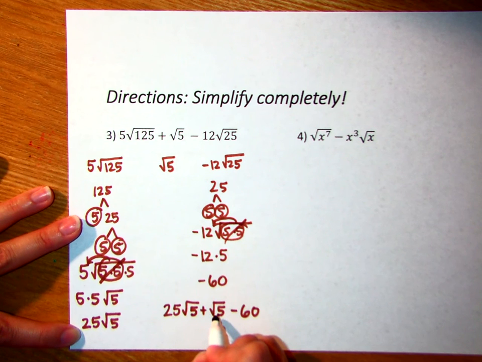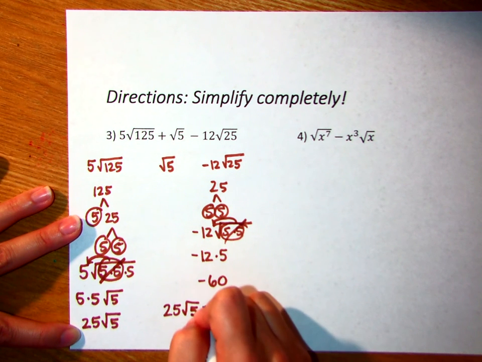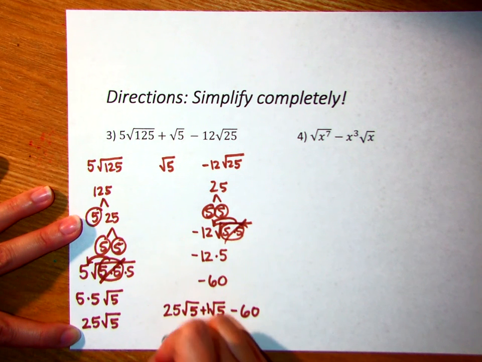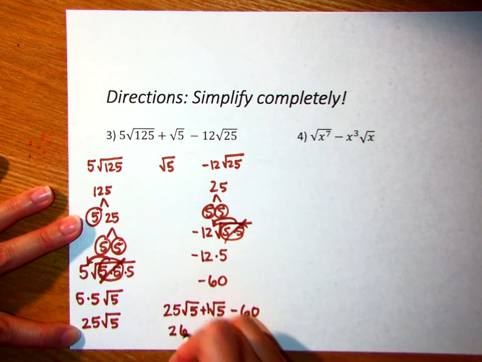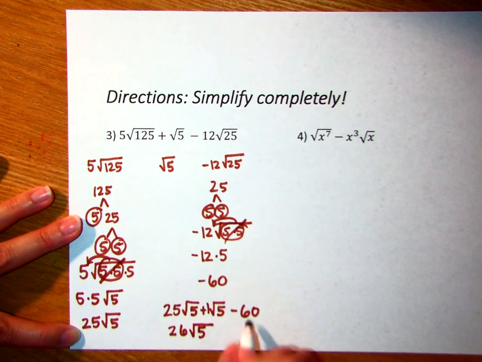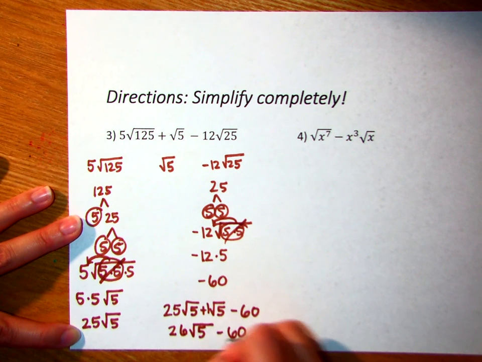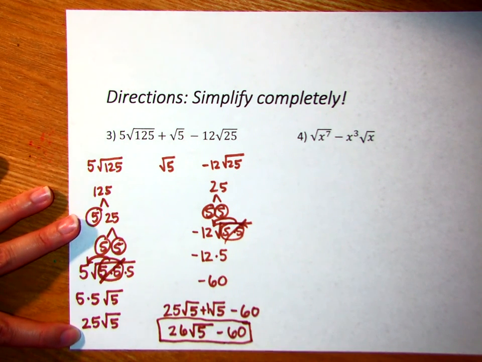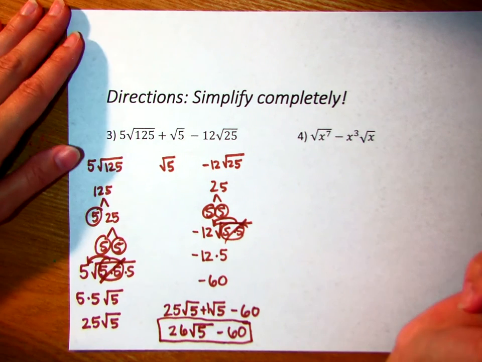If you don't see a number in front of here, there's an invisible 1. So it's like saying 25 plus 1, which is 26. Then we keep the radical 5. And this is not a like term with a whole number. This doesn't even have a radical. So my final answer is this right here. It's going to be an expression, essentially.